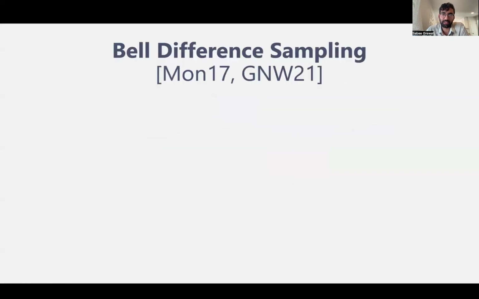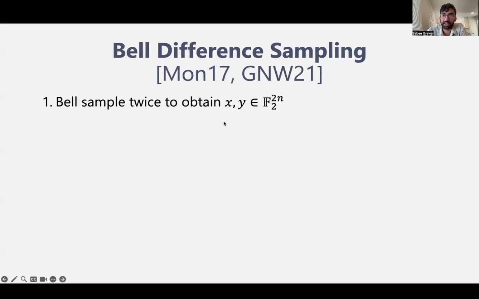Okay, so what is Bell difference sampling? This is a quantum measurement introduced by Montanaro and then studied further by Gross, Nezami, and Walter. The first thing you do is Bell sample twice to obtain two different strings, x and y. So this takes 4 copies in total. And then you output x plus y. And again, we interpret this output as a Weil operator.